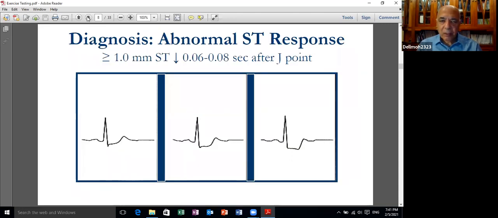Now, this is the sine qua non, as everybody knows, the sine qua non of a positive test. Usually when you exercise a patient and he is going to turn out to be positive, the initial stage is depression of the J point. And if you move 1.5 to 2 squares, that's 0.06, 0.08 seconds, then you will find even at the terminal point of 0.06, 0.08, it's still 1 millimeter below the baseline.